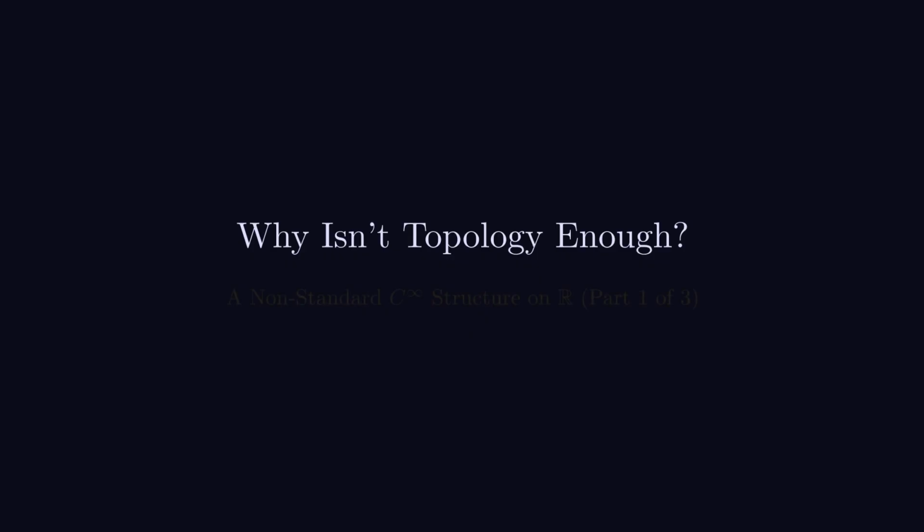A non-standard C-infinity structure on R, part 1 of 3. Why isn't topology enough? This video in 3 parts proves that the map phi of S equals S cubed defines a C-infinity differentiable structure on R. That structure is distinct from the standard one.